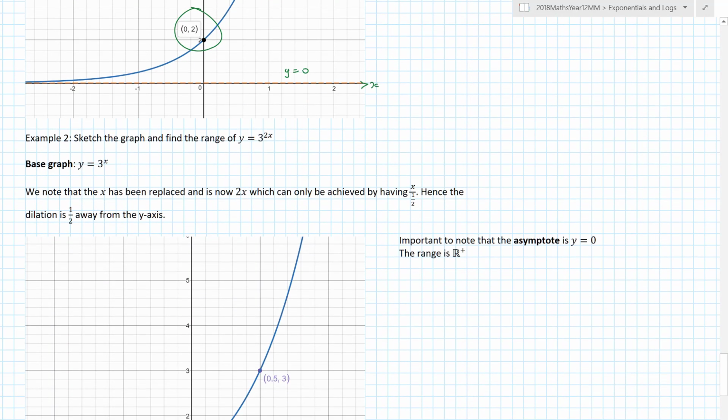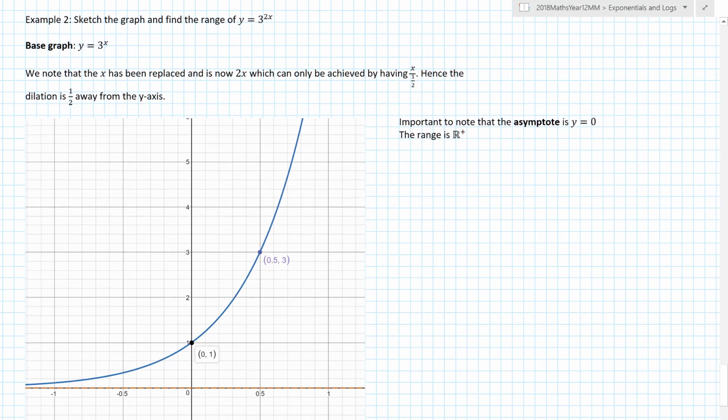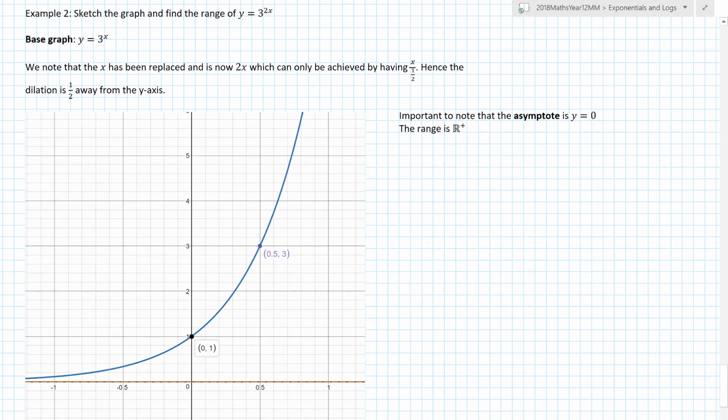Finally, sketch the graph and find the range of y equals 3 to the power of 2x. Base graph, 3 to the x, yep. So again, 3 to the x, what is this going to do? We would normally go through 0, 1. We would go through 1, what would that be? 1, 3? Yep.